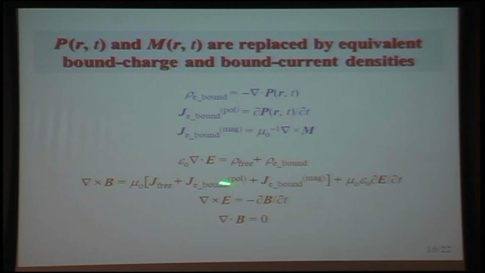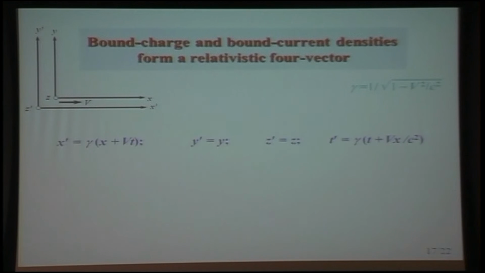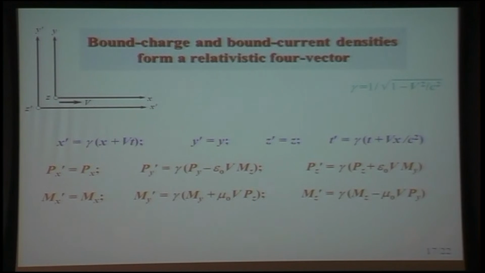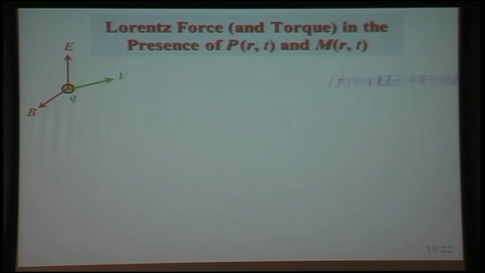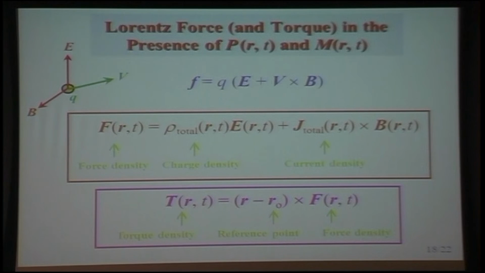And so we have a total current, which is the sum of free and bound currents, and a total charge, which is the sum of free and bound charges. And relativity applies, so we can transform. If we go from one inertial frame to another, we can find position coordinates, time coordinate, dipoles transform relativistically, and fields transform relativistically. So again, I repeat, the total force density is given by the Lorentz formula, and there is a corresponding torque density that is given down here.